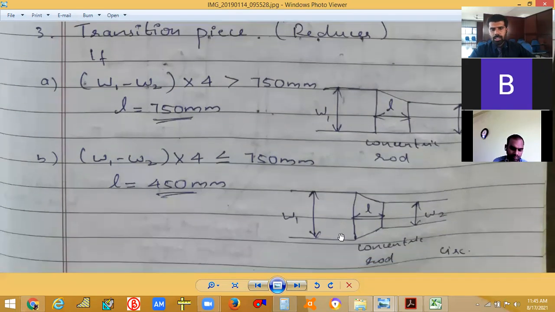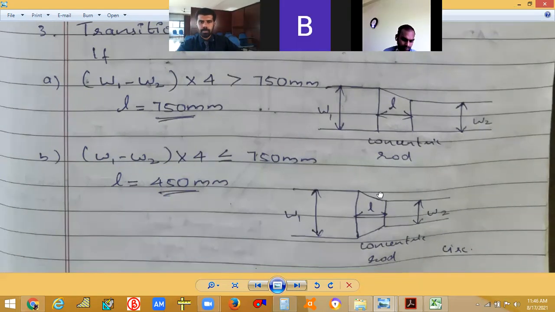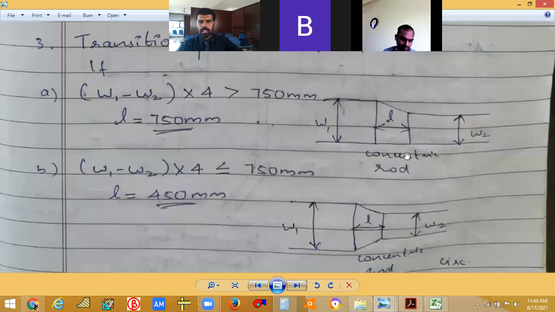Now, when it comes to eccentric, right? This is eccentric. Okay, not concentric. If W1, big duct, minus small duct into 4 is less than or equal to 750, then this length will be 450. Okay, so you could see how it has been reduced, reduced like this. This is eccentric and this is concentric.